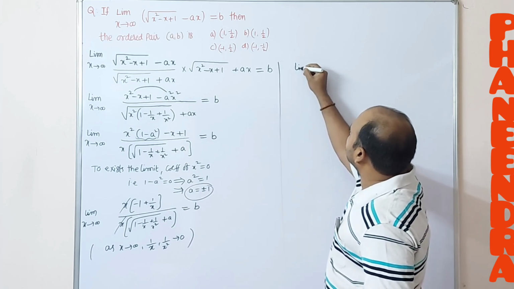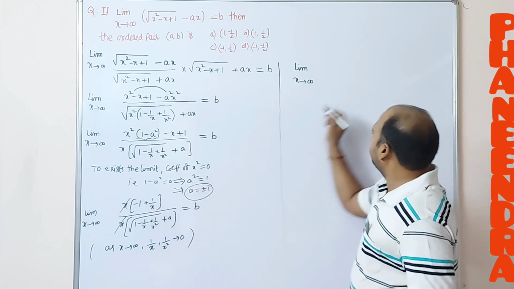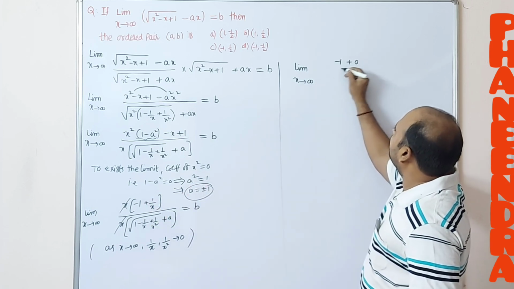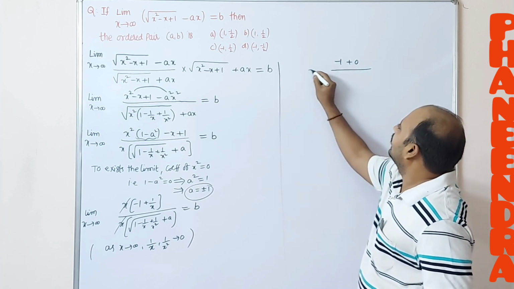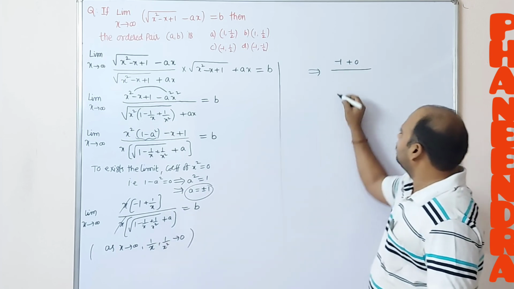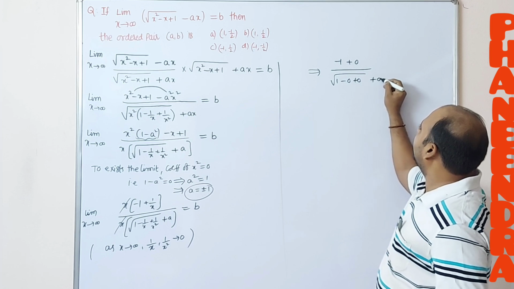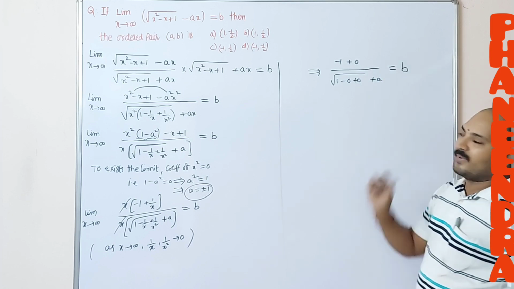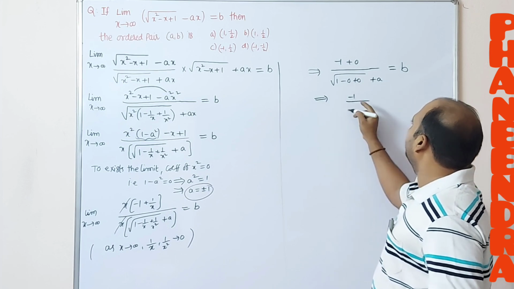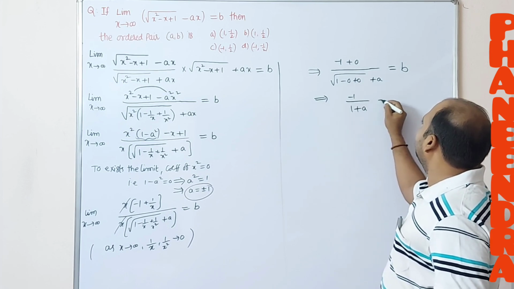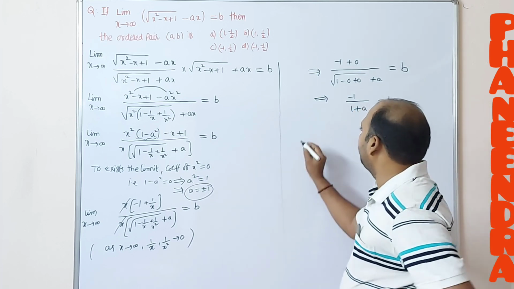So limit x tends to infinity, minus 1 plus 0. Whenever substituting, no need to write limit now. So root over 1 minus 0 plus 0 plus a is equal to b. That implies minus 1 by 1 plus a is equal to b. Now from here onwards the cases will follow.